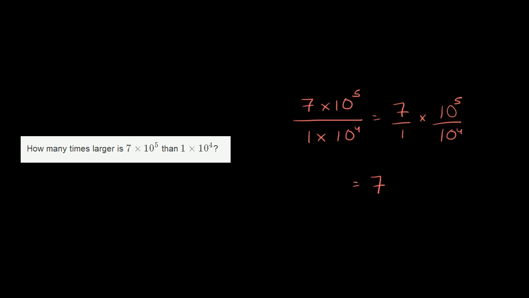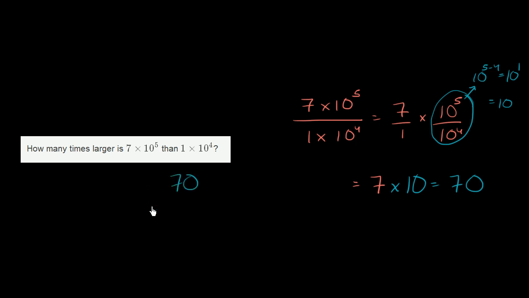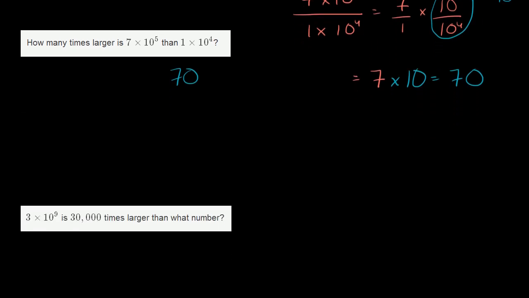So all of this business is going to simplify to 10 to the first, or I could write it this way: 10 to the 5 minus 4, which is equal to 10 to the 1, which is just equal to 10. So this is 7 times 10, which is equal to 70. So 7 times 10 to the 5th is 70 times larger than 1 times 10 to the 4th. Let's do one more. So here they're asking us, 3 times 10 to the 9th is 30,000 times larger than what number? So once again, we can divide.